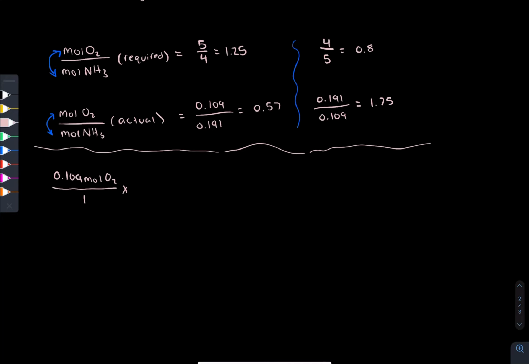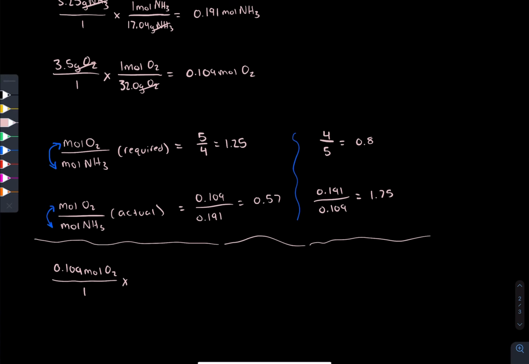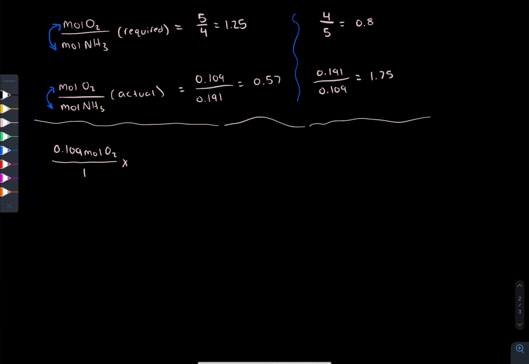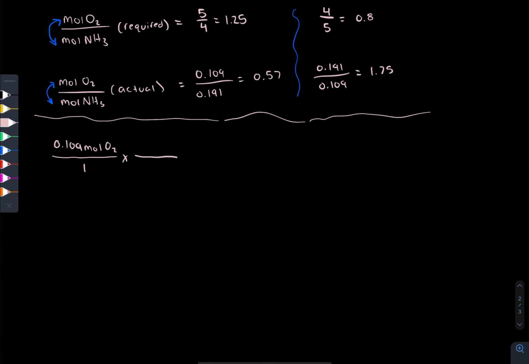And now we need to get this into moles of NO before we get it into grams of NO. So we need to look at the mole ratio. So here, 5 moles of oxygen reacts to form 4 moles of NO. So that's going to be our molar ratio. So we're going to have 5 moles of O2 and 4 moles of NO. So our units are going to cancel out again. So we're left with 0.109 times 4 divided by 5. And we will get, after plugging that into the calculator, 2.62.